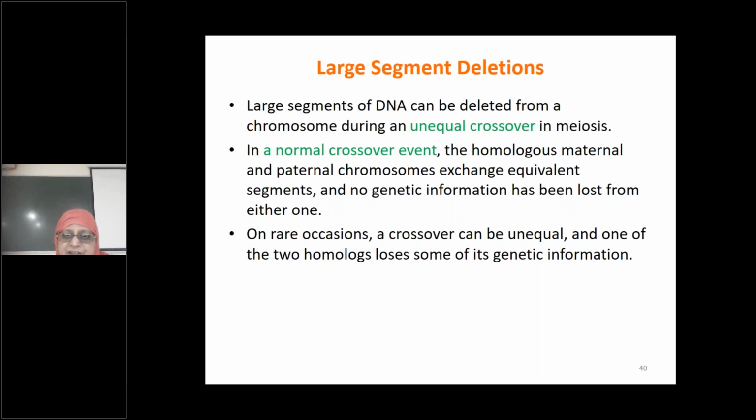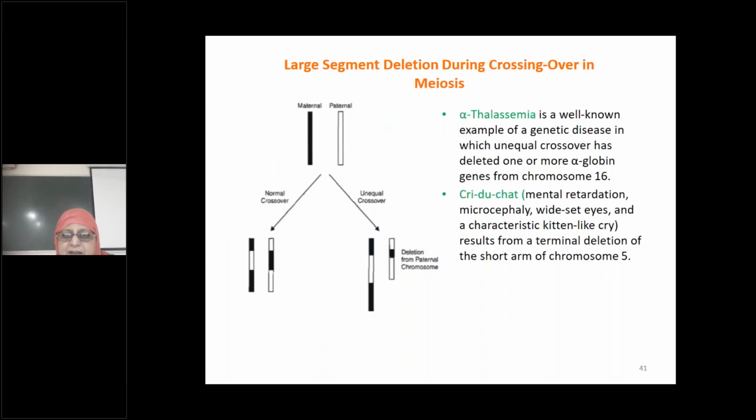Now for these large segment deletions, we come back to crossover recombination, where large segments of DNA can be deleted from a chromosome during unequal crossover in meiosis. In a normal crossover, what happens? The homologous maternal and paternal chromosomes exchange equivalent segments, so that no genetic information is lost from either of the chromosomes. But on rare occasions, unequal crossover may occur, so that one of the two homologs loses its genetic information. The example I've already told you about is alpha thalassemia, which may occur as a result of unequal crossover.